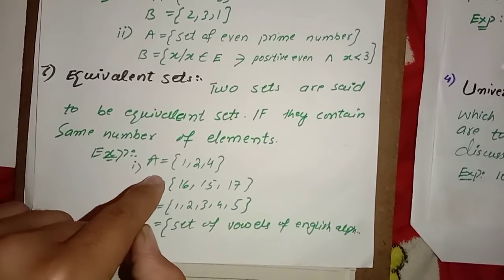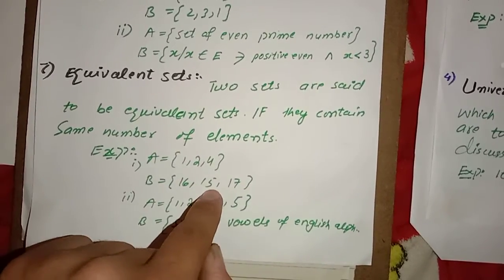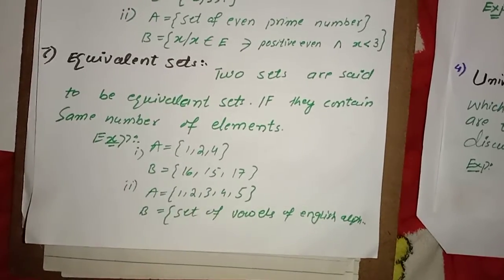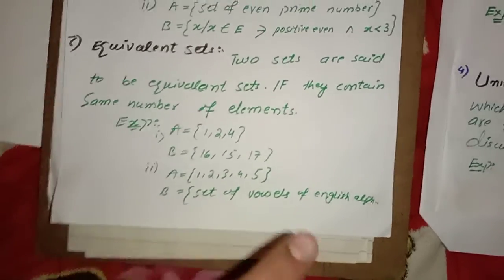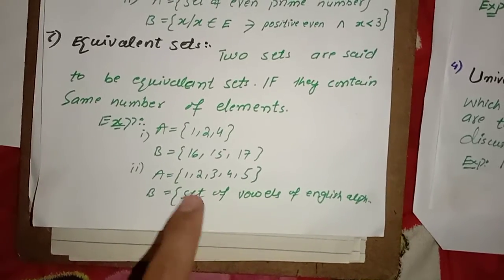Let's take example 1. A is equal to {1, 2, 4}, set B is equal to {16, 15, 17}. So the number of elements in A and B are the same. So these are equivalent sets. Every equal set is equivalent, but every equivalent set is not equal.